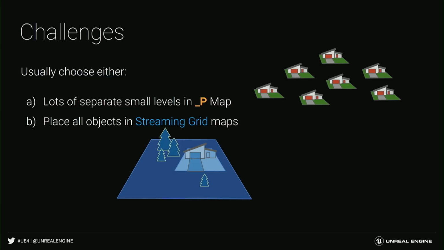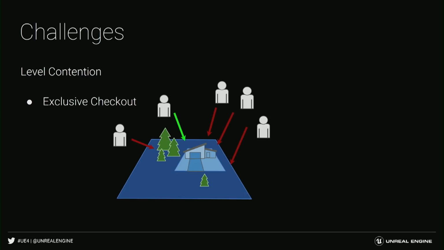Either you have to then check out the persistent level anytime you want to move a house or adjust something, or you place them in the grid maps, like I said before, and suddenly you have the problem of file contention. In this case, we have an example where that same patch of terrain, which has the trees and the terrain in the house now, because in this example, we decided to put the house into the terrain. What happens when we have 4 or 5 people trying to work on some objects in this area? Whoever got it first ends up winning.